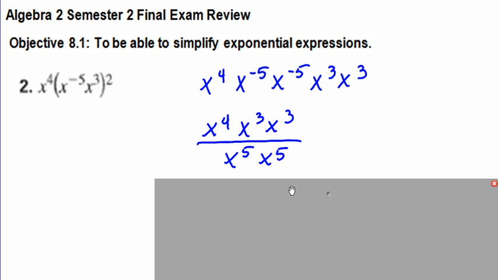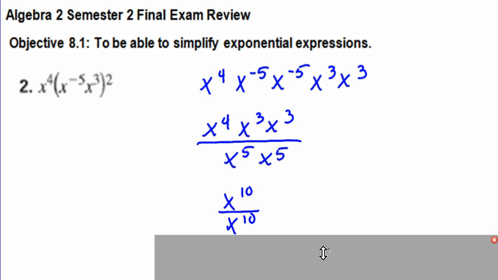At this point, we want to combine our like terms and see what we're working with. Well, I have 4 x's here, 3 x's here, and 3 x's here for a total of 10 x's. In my denominator, I have 5 x's here and 5 x's here, so I have a total of 10 x's. If I have 10 x's in the numerator and 10 x's in the denominator, I can divide out 10 pairs of x's. Therefore, my simplified expression would be 1.